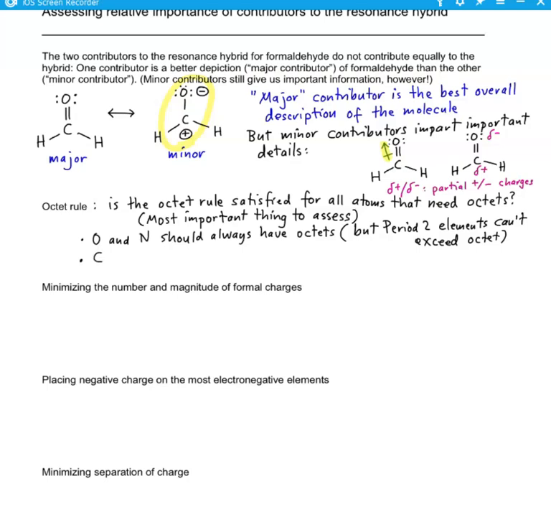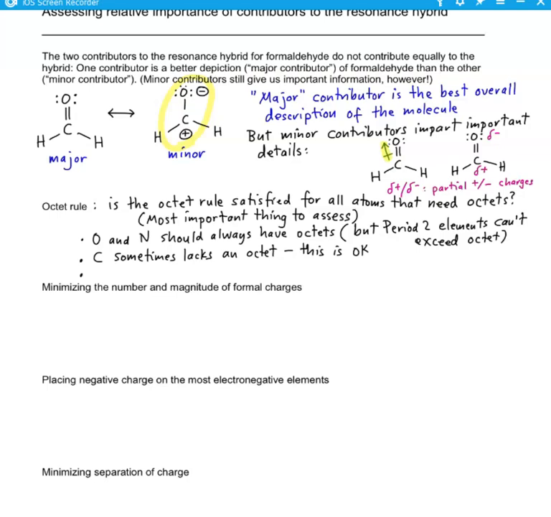Carbon, on the other hand, sometimes will be short. So sometimes carbon lacks an octet, but that's okay. We're going to be seeing lots of structures where carbon lacks an octet. Those structures are called carbocations. So a carbon with a positive charge and 6 electrons around it is a very, very common pattern, and that's okay to draw.